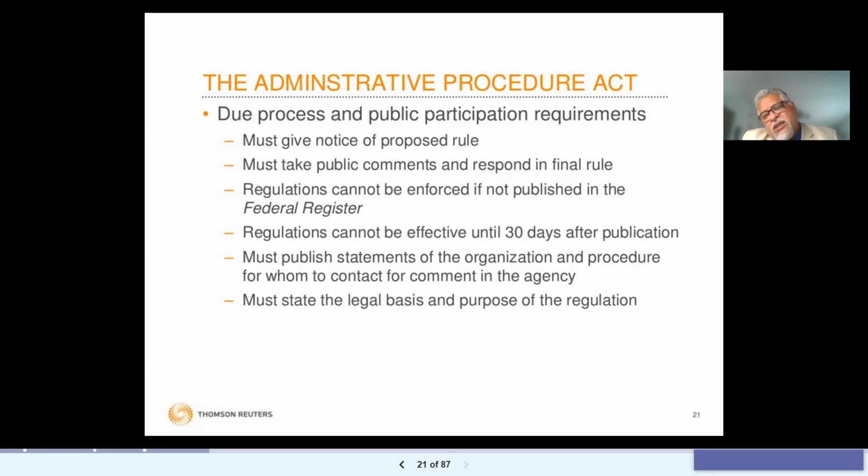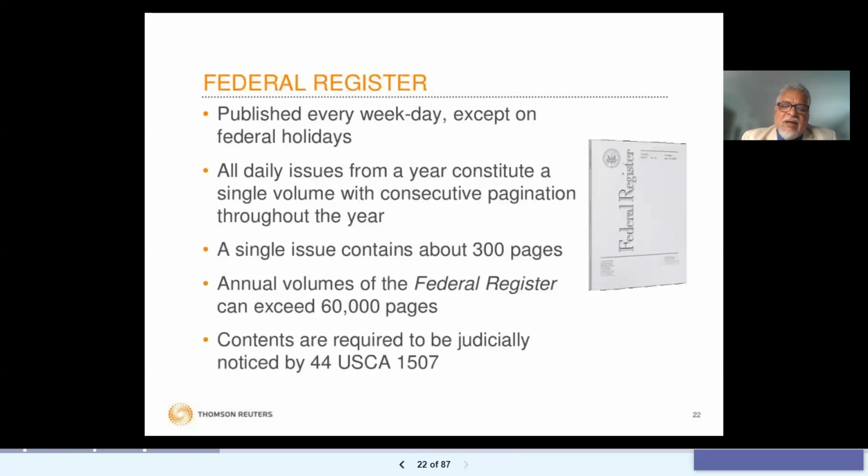They must also state the legal basis and purpose of the regulation. So you see how complex the APA is, and the steps that must be followed by each agency when a regulation is coming out. They're published every weekday except on federal holidays. The daily issues from a year constitute a single volume, and then they become the CFR.